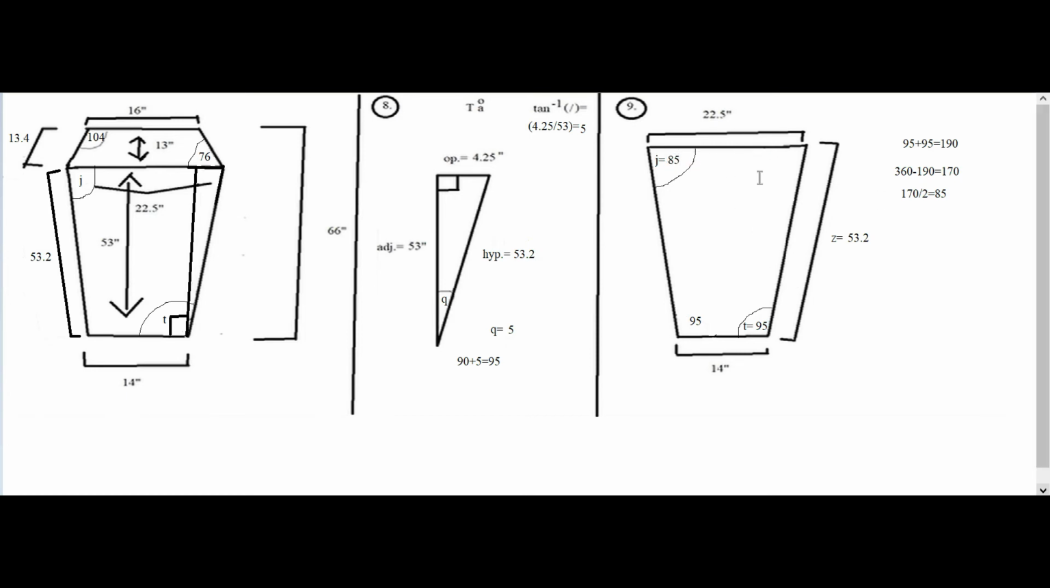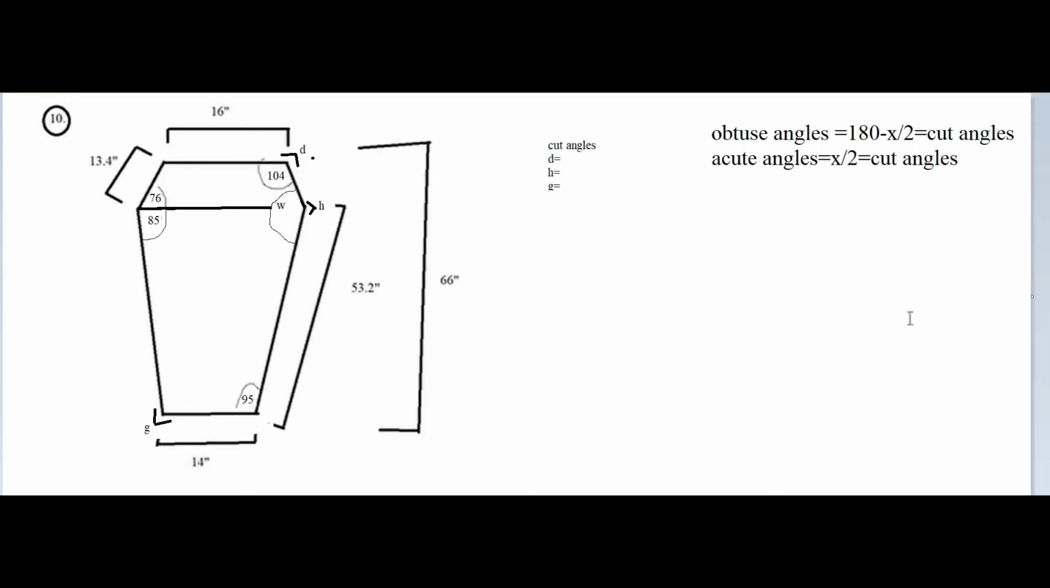And if you want to check it, see if it's correct, you can go 95 plus 95 plus 85 plus 85, and that'll add up to 360. So in step 10, we're going to be finding the cut angles. And the cut angles are going to be these angles right here.